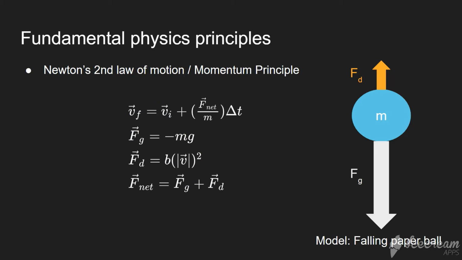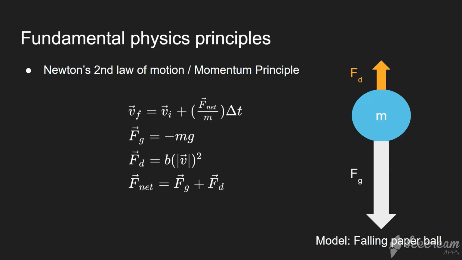The fundamental physics principle of this lab was Newton's second law of motion, which is also known as the momentum principle. Final velocity equals initial velocity plus net force divided by mass times delta t. Equations for gravitational force, drag force, and net force were also used to design the model. The drag force is proportional to the square of the object's speed, as you can see.